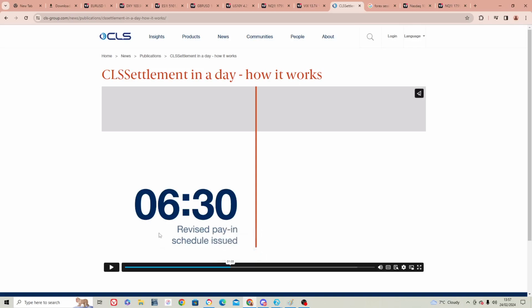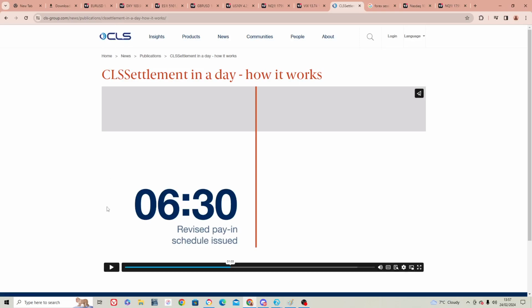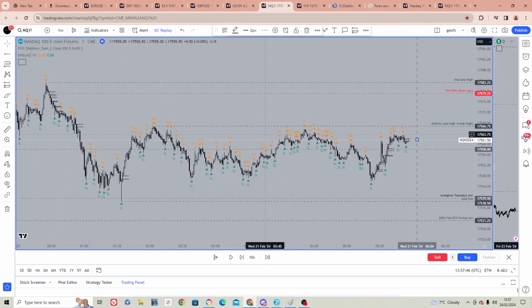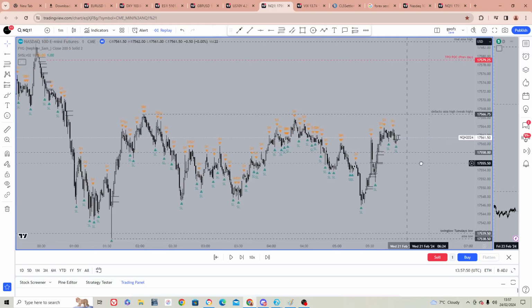But why am I telling you all this? Because of the times at which CLS operate, because they process such a large volume of foreign exchange transactions, we should note the times at which they do their transactions. Okay, so 6:30. We'll just take a note of that on our NQ chart. Okay, 6:30.